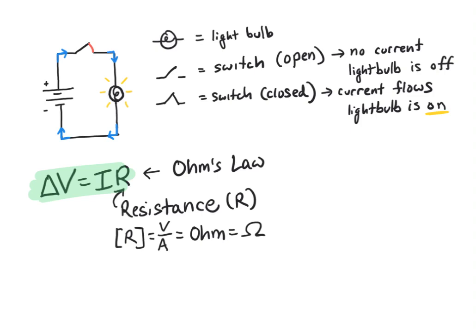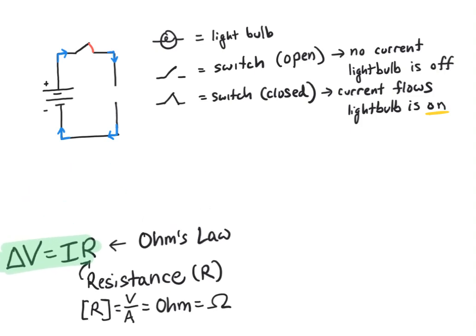Now, unfortunately, it turns out that light bulbs are a little bit complicated. So we're going to take a step back from light bulbs, and we're going to talk about a simpler kind of circuit element, which we call a resistor. And the symbol for a resistor is given by a zigzag. Although this is really only standard in the United States, in most of the rest of the world, the symbol for a resistor is a rectangle.